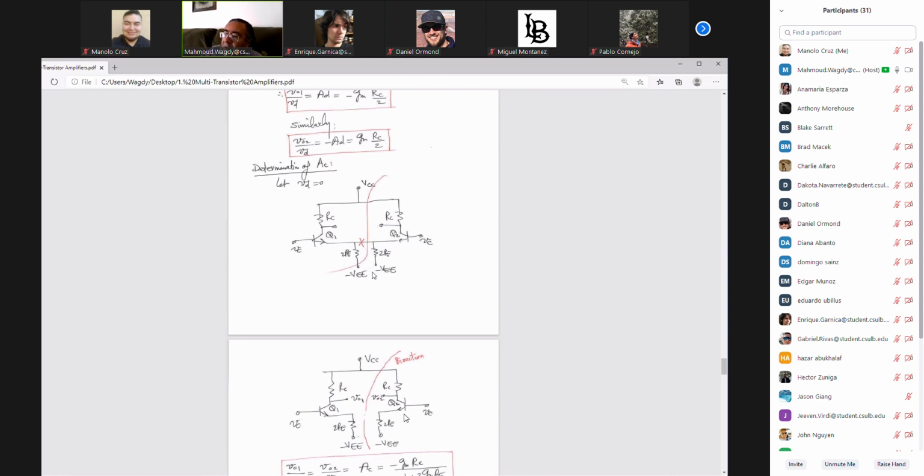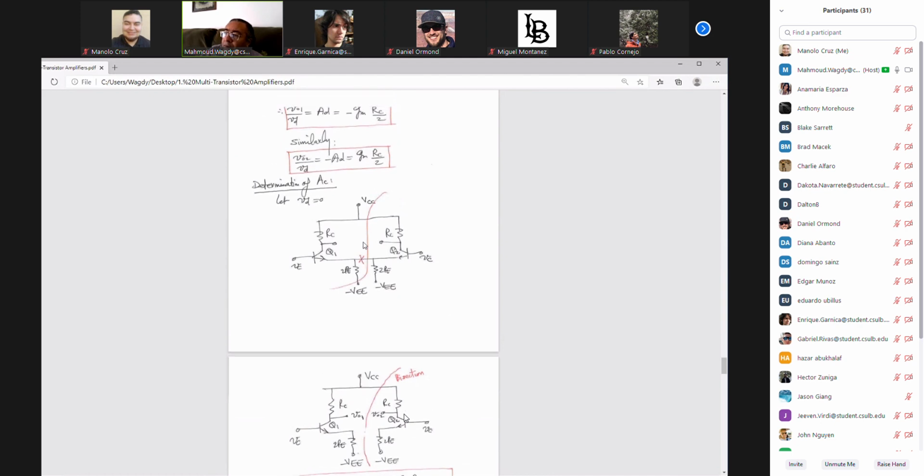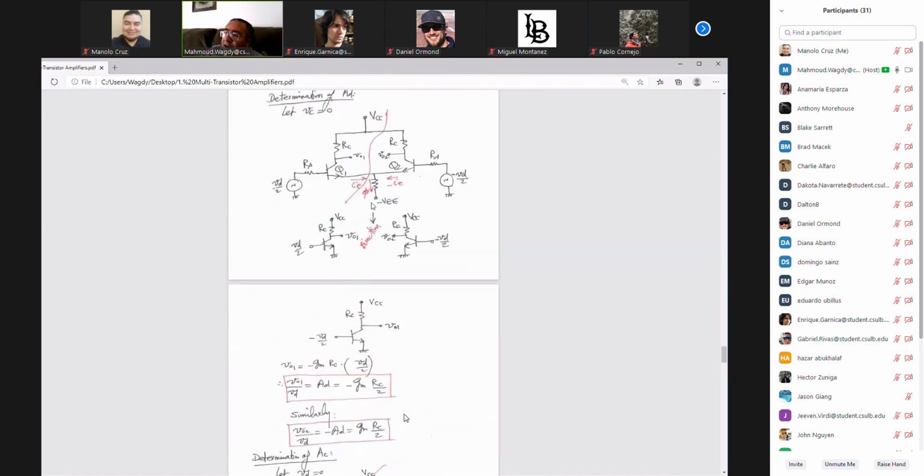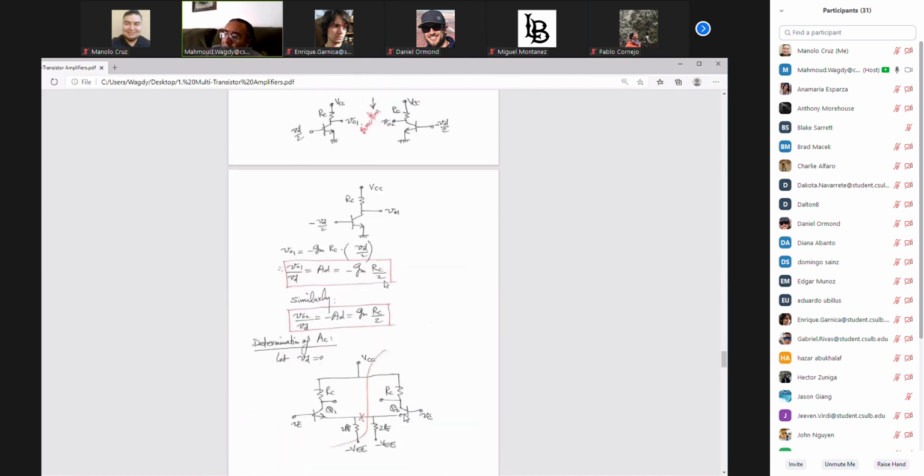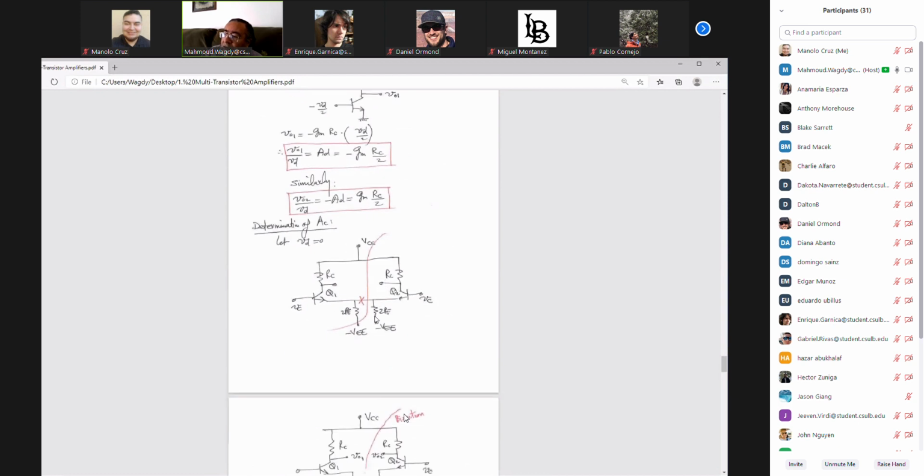So there is a symmetrical situation. Now we can simplify this. We can solve this. How? Instead of saying you have a single RE here, you can say that you have 2 resistors, each one of them is 2 RE. So 2 RE in parallel with 2 RE is going to give us a single RE.